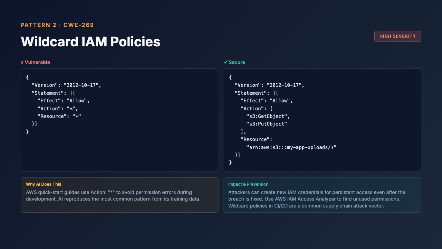Wildcard policies in CI/CD pipelines are also a common supply chain attack vector, where one compromised pipeline step becomes a full account takeover. Use AWS IAM Access Analyzer to identify what actions a role actually uses and reduce overly broad policies to only what is needed.